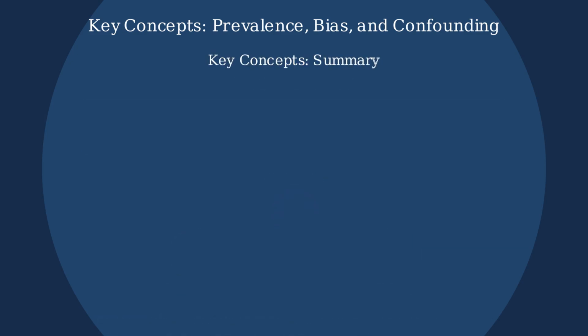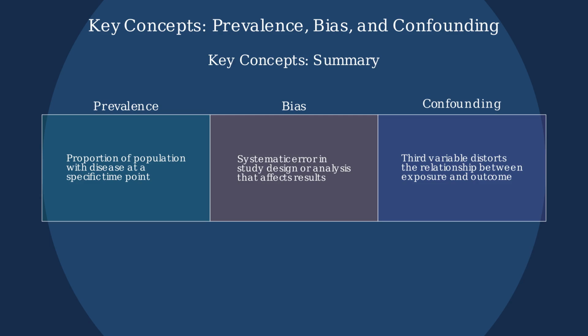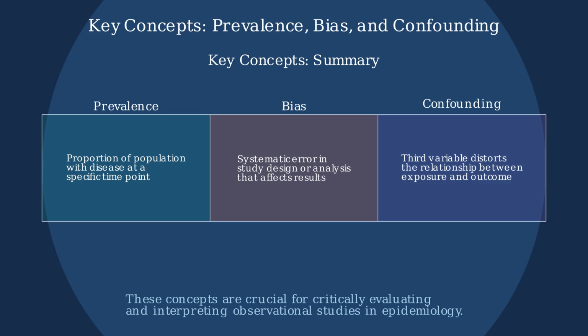To summarize, understanding prevalence helps us measure disease burden, recognizing bias helps us evaluate study validity, and identifying confounding helps us interpret causal relationships correctly. These concepts are crucial for critically evaluating and interpreting observational studies in epidemiology.